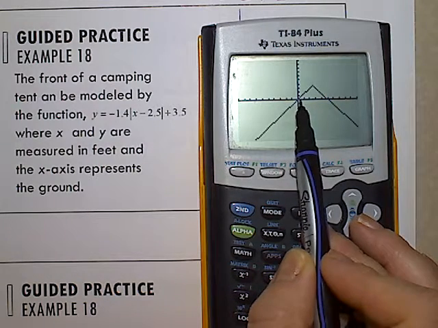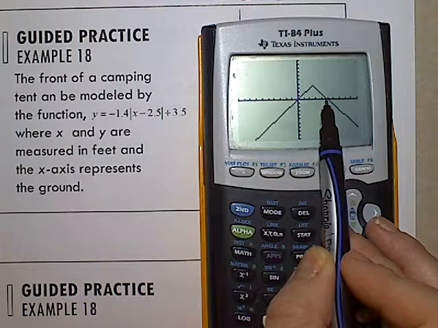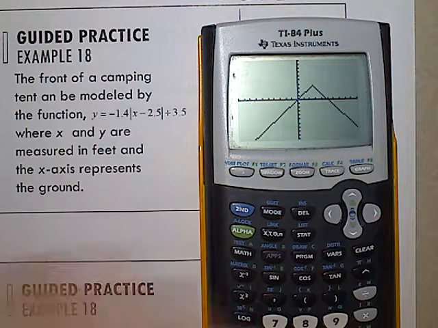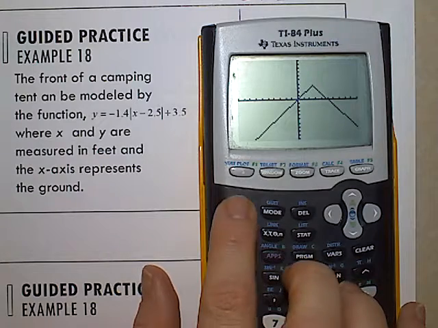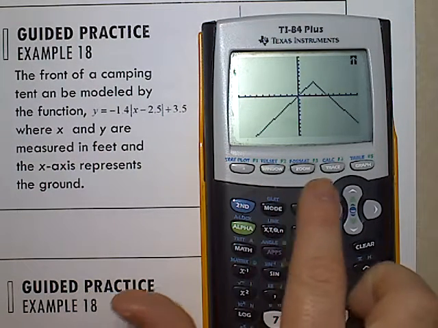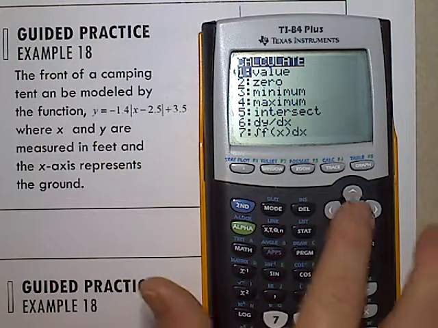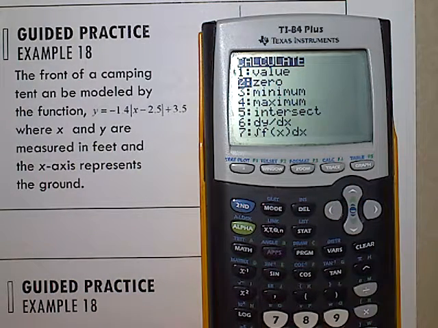So it starts at 0, and how far does it go to the right? I want to find this exact point. If you're unfamiliar with that, you're going to hit the blue key, which is second, one time. Go up and find trace up top and hit it one time. And go and find the word 0. Another word for 0 is the x-intercept. Press enter one time.